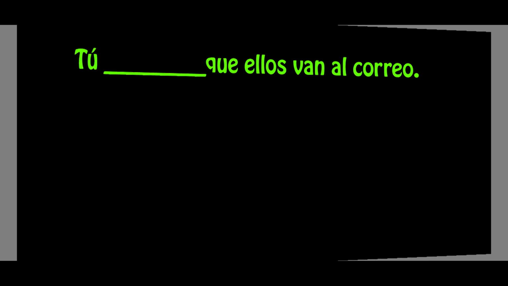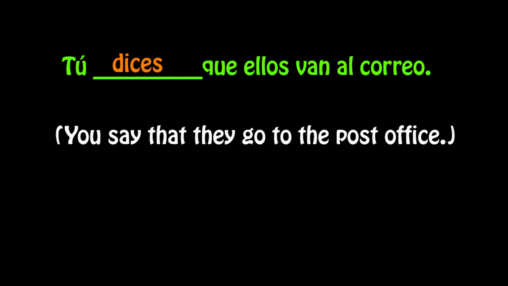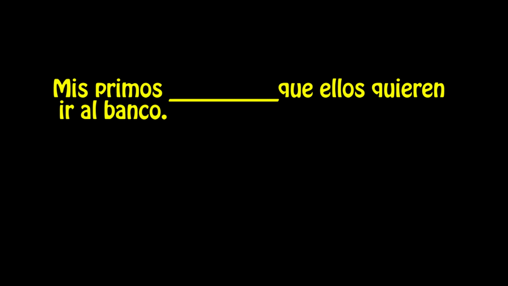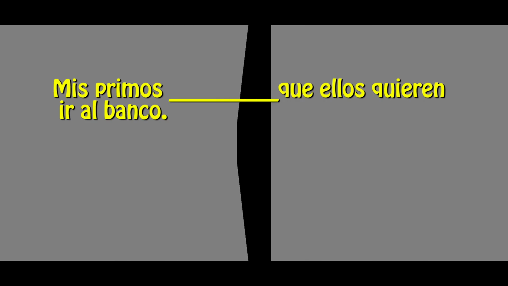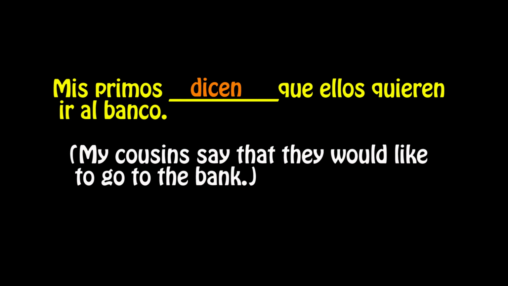Let's continue. Tú, blank, que ellos van al correo. Dices. Tú dices que ellos van al correo. Translation, you say that they go to the post office. Mis primos, blank, que ellos quieren ir al banco. Dicen, mis primos dicen que ellos quieren ir al banco. Translation, my cousins say that they would like to go to the bank.